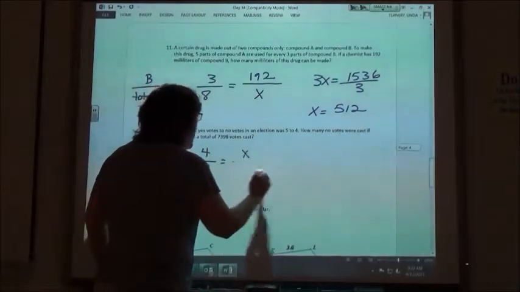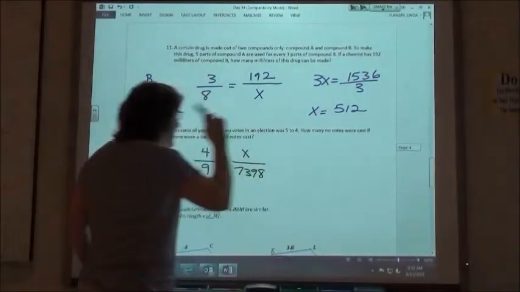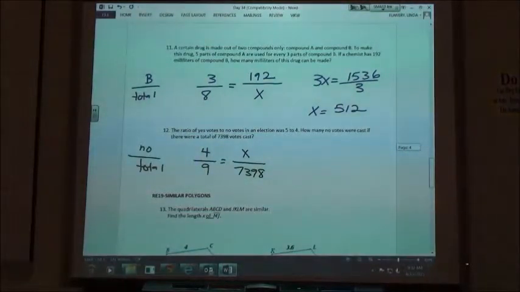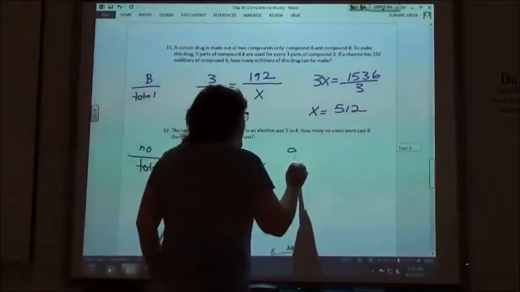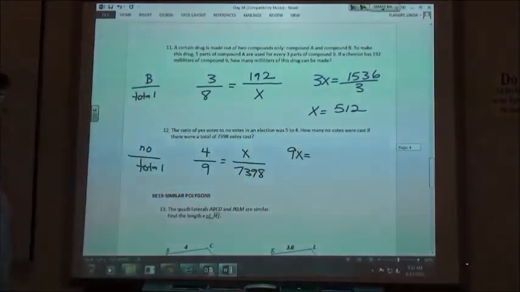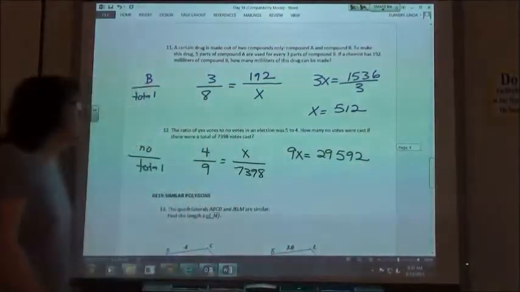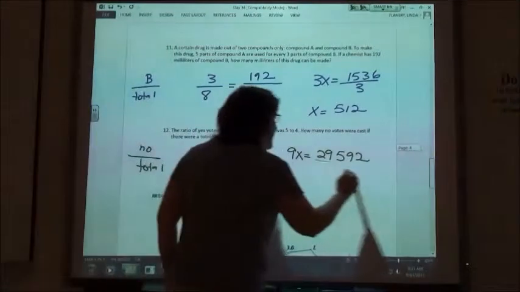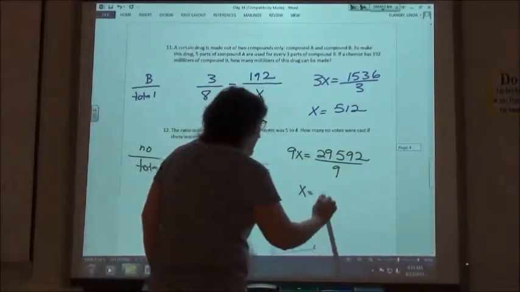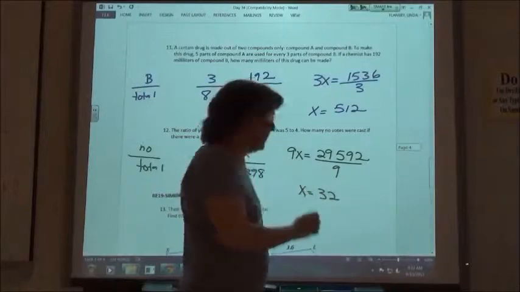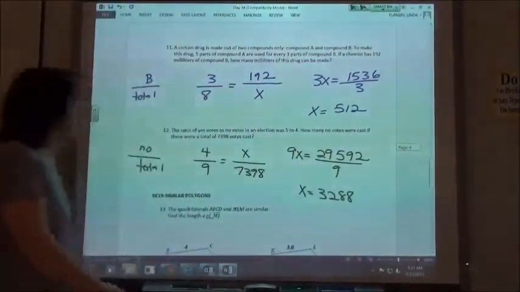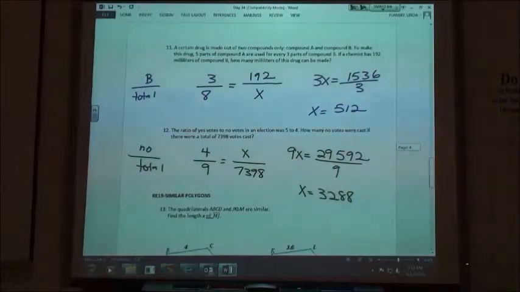We want to know how many no's if there were 7,398 votes cast. So cross multiplying, we would have 9x equals 29,592. All right, and then we go ahead and divide. 3,288. So we have 3,288 no votes if there were 7,398 votes cast.